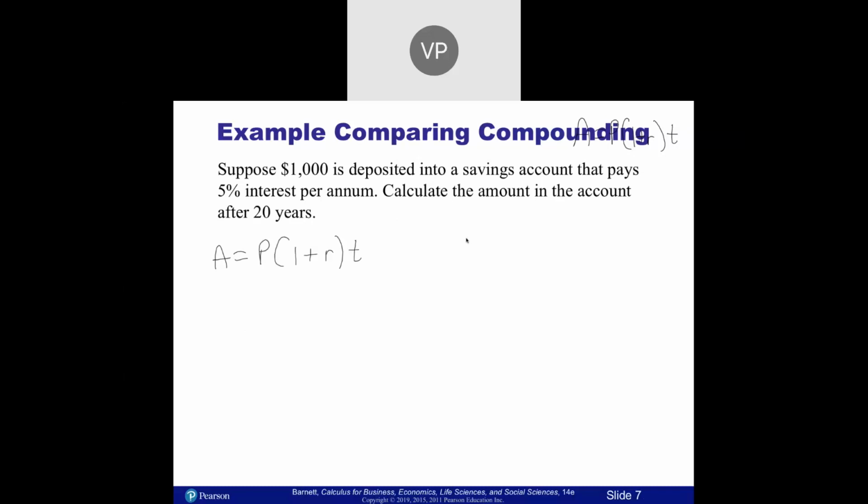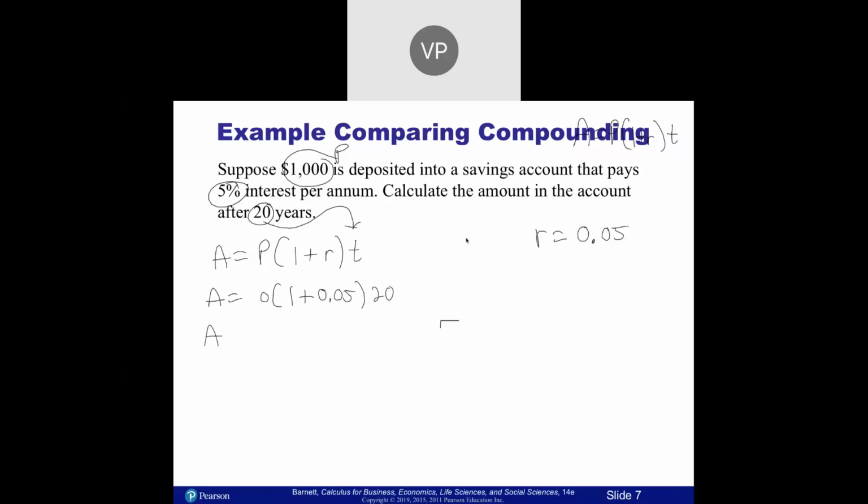times t. All right, so we know the rate is going to be 0.05. Remember how I got that? You take your APR, you divide that by 100, that's going to be your R. Your principal is what you start with, and then your T is that 20 years right there. So what should happen is you plug in the 20, you get the 1 plus 0.05, and you multiply that by 20.